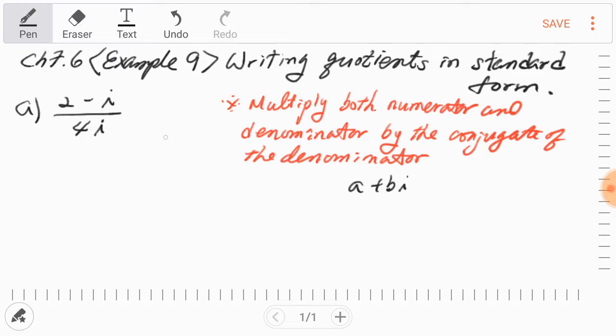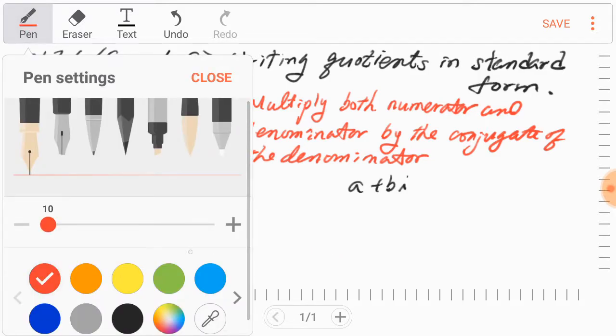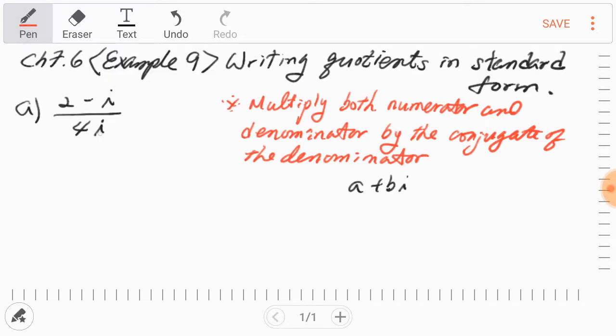So the most important thing is to multiply the numerator and the denominator by the conjugate of the denominator. So what's the conjugate of the denominator? The conjugate of 4i is negative 4i. So multiply both the numerator and the denominator by negative 4i.